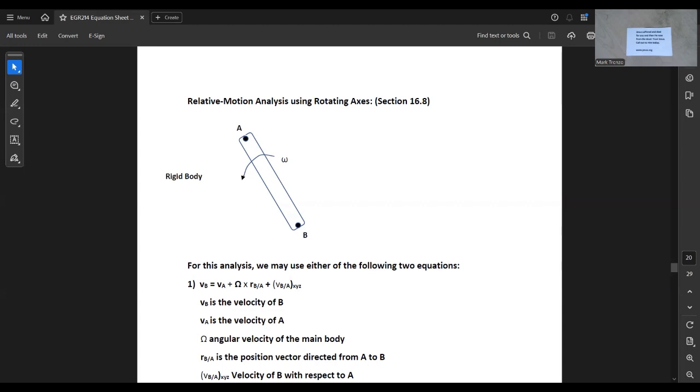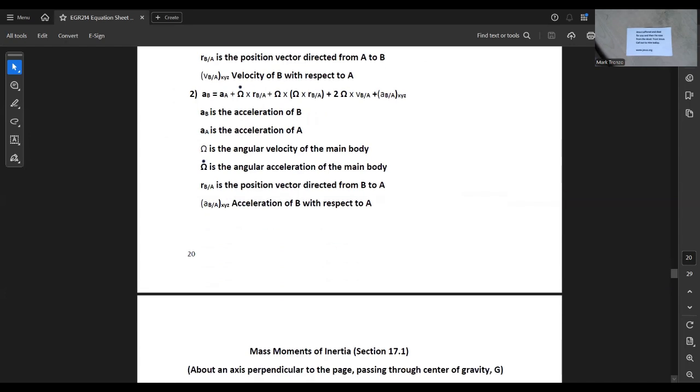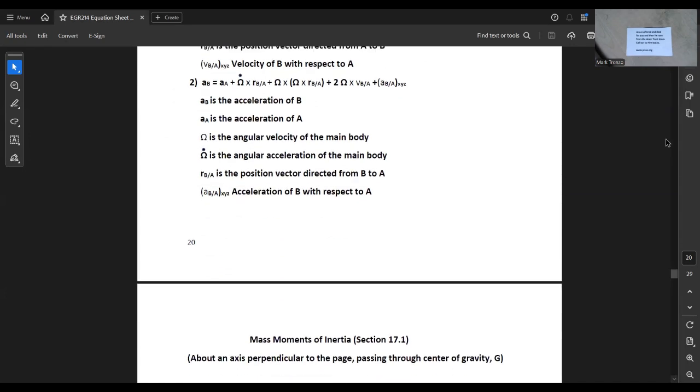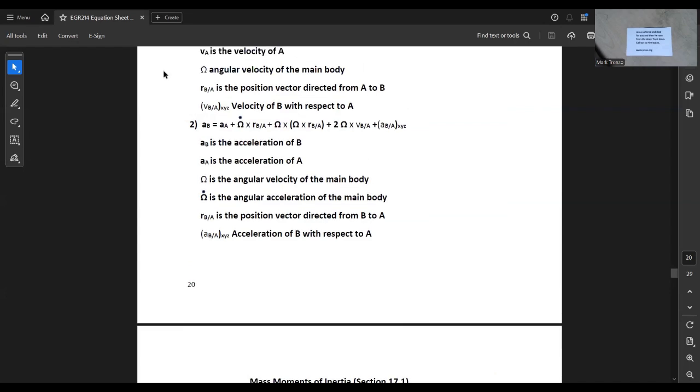For velocity, you have the velocity of B equal to V_A, the velocity of A, plus the cross product of the angular velocity of the main body with r_B/A, plus the velocity of B with respect to A. And then the acceleration is given by equation number 2 there, which is the acceleration of B equal to the acceleration of A plus omega dot cross r_B/A, and then this term and this term.